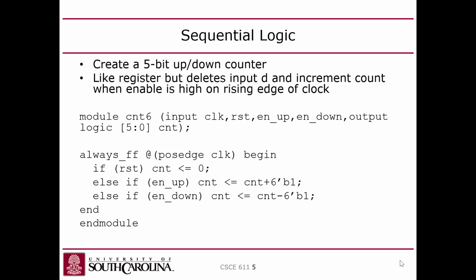This is a little hard to read because from just looking at the always statement, you can't tell right away what the inputs and outputs are, right? You have to look inside there to figure that out. So enable up and enable down are your inputs. Count is your output, and is also the state.